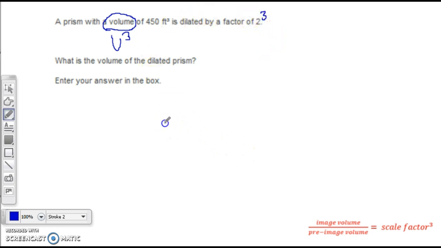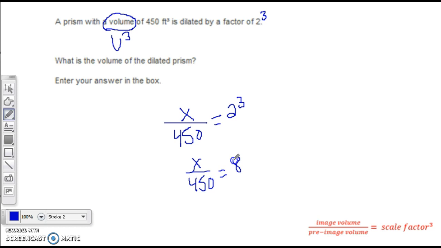All right, so let's go ahead and set up our fraction. Our original volume is our pre-image volume, so it's going to go on the bottom. Don't make the mistake I made last time. We don't know our new volume yet, but we do know that our scale factor has to be cubed. So 2 cubed is 8. And then you can cross multiply. 1 times x is x. 450 times 8 is something.